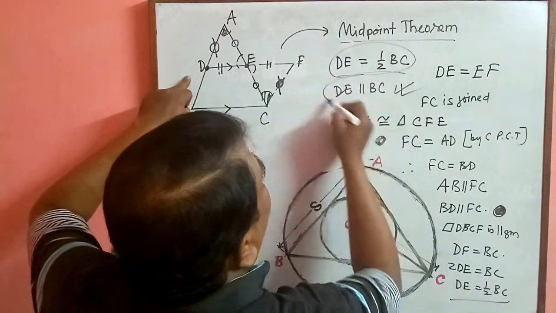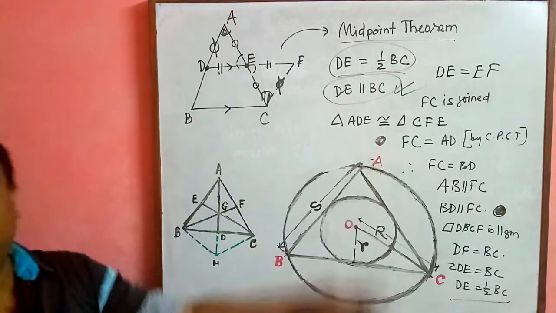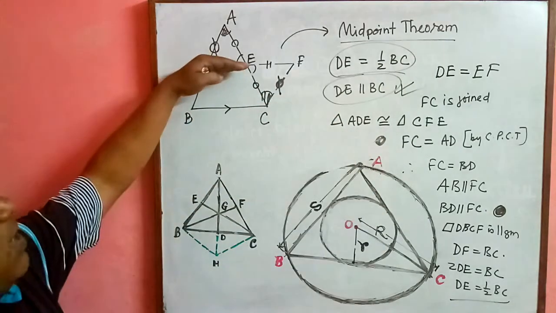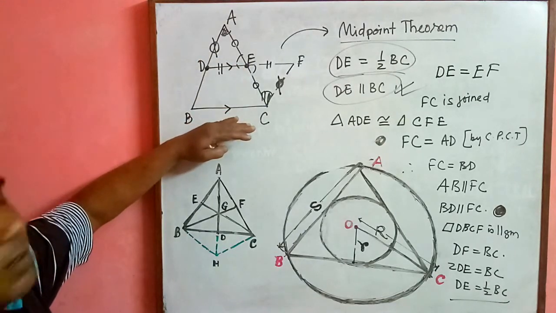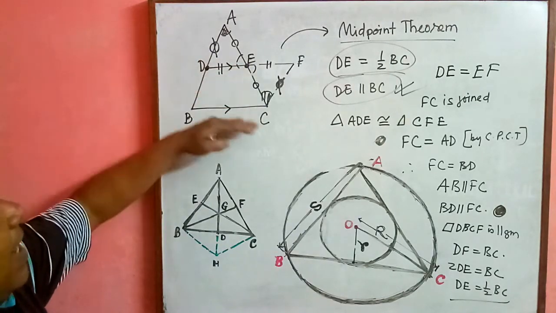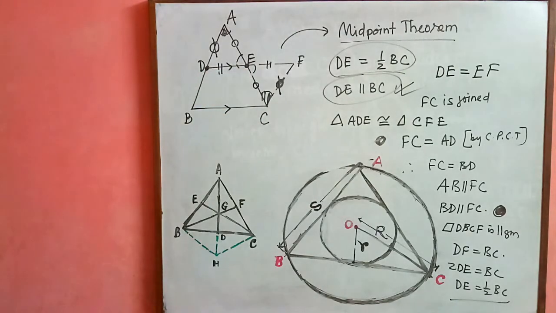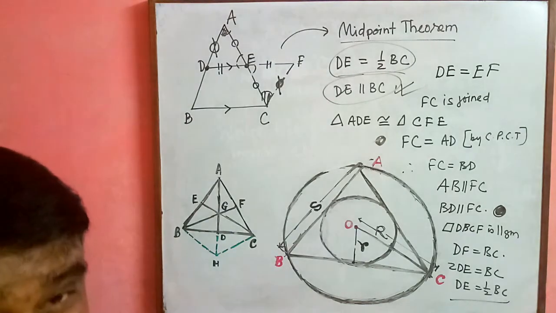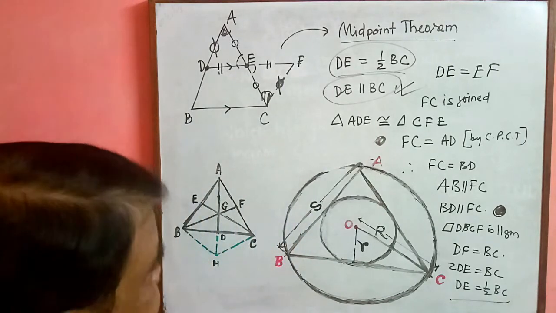We have proved these two. This is called the midpoint theorem. A line segment joining the midpoints of two sides of a triangle is always parallel to the third side, and by length it is half of the third side. With the help of this, we are going to prove how the centroid divides the median in the ratio 2:1.